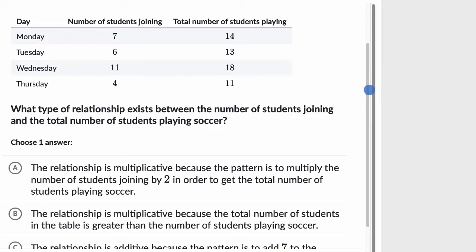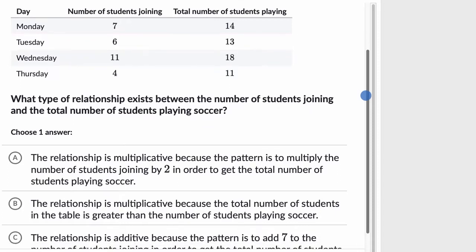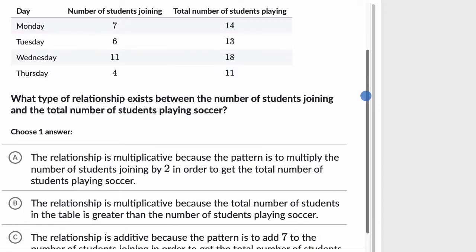Or if you start with one variable, you could always add the same amount to get to the other variable. So pause this video and think about, is this a multiplicative relationship? I always have trouble saying multiplicative. Is it multiplicative or is it additive, and why? Well, let's see. If we first think this might be multiplicative, then we could say 7 times 2 is 14. But then 6 times 2 would be 12, which isn't what we see here.